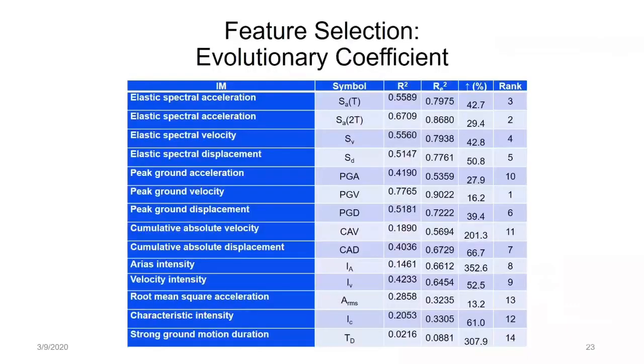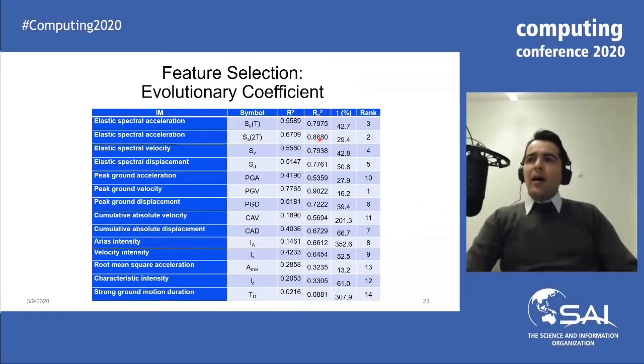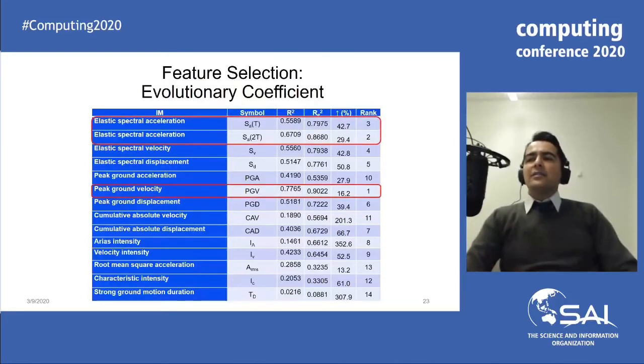For example, you can see in this column, this is the correlation coefficient. And in the next column, I presented the evolutionary correlation coefficient, which I modified using genetic programming. And then in the next column, you can see the improvement in percentage. In some cases, the improvement is huge. So after applying the evolutionary correlation coefficient, I selected the best three, or highest three, correlated features with the output.